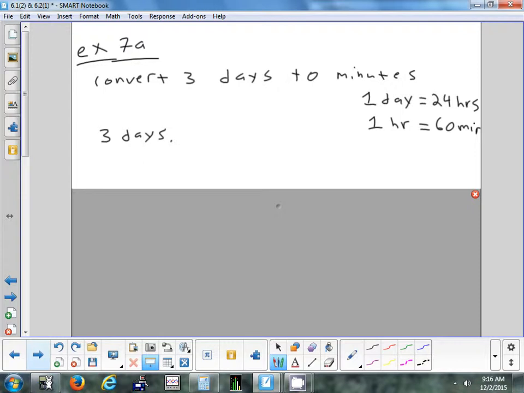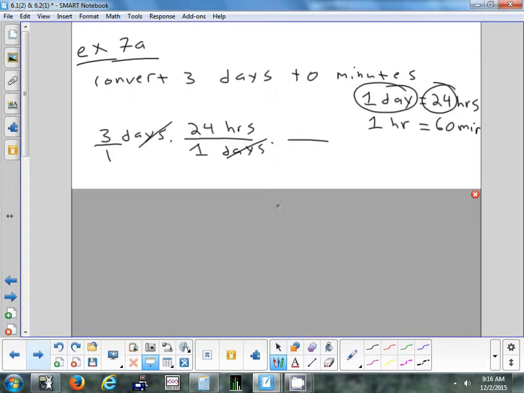Now, first thing we're going to do is convert days to hours. So we're either going to multiply by 24 over 1 or 1 over 24. The way we figure it out, we want days to cancel out. Think of days as being in the top. Where does days have to go to cancel out? Bottom. And the number with days is 1. The number with hours is 24. So now days is gone. Now we want to get hours to cancel out. Where would hours have to go to cancel out? In the bottom.